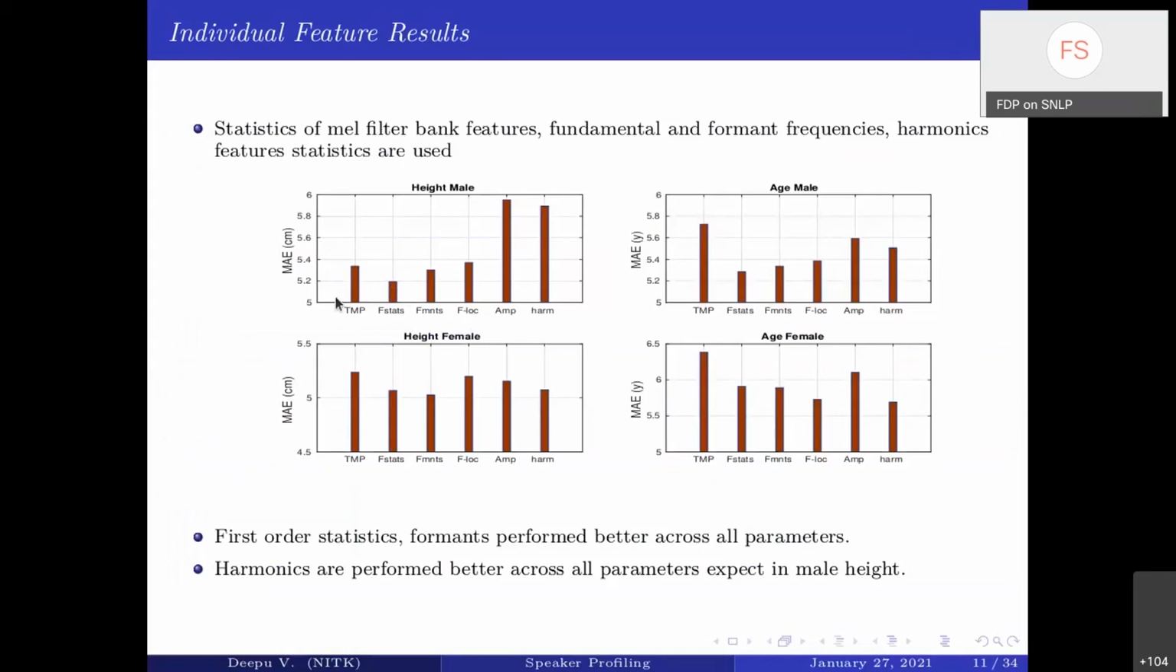So these are different things. The first bar is basically the default mean prediction, the target mean prediction. The two pictures on the left are about predicting the height. The first bar here is about MFCC based features. This is Formants. This is harmonic using only frequencies, harmonic using amplitudes also.